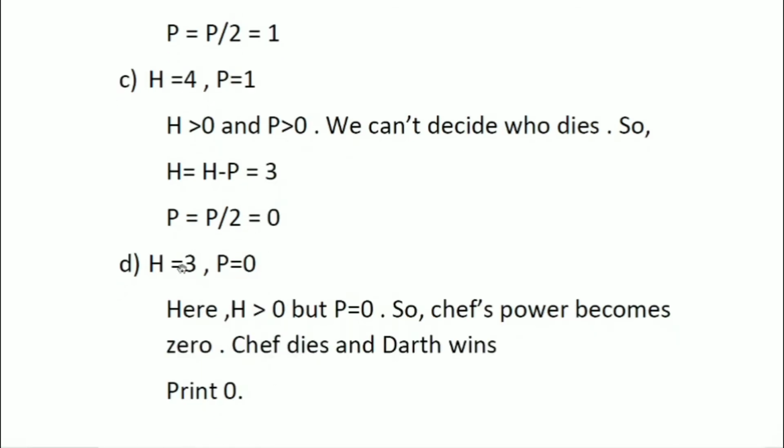Now the value of H is 3 and P is 0. Here the value of H is positive, but P becomes 0. So we can say that the power of Chef's lightsaber becomes 0 before Darth's health. So here we conclude that Chef dies and Darth wins. So we have to print 0. I hope you all have understood the example. So let us consider another example where Chef wins.